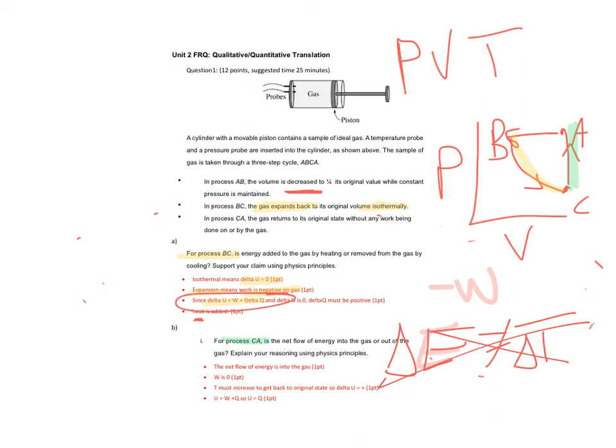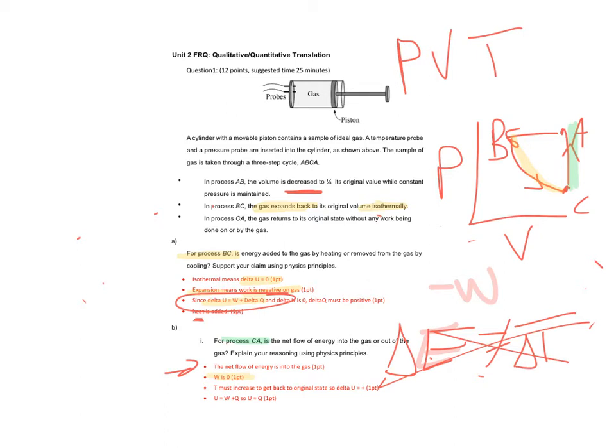The answer was, for one point, that the net flow of energy went into the gas. You had to say something about work was equal to, that's an eraser. That doesn't work. You had to say something about work was 0 because there's no change in volume.